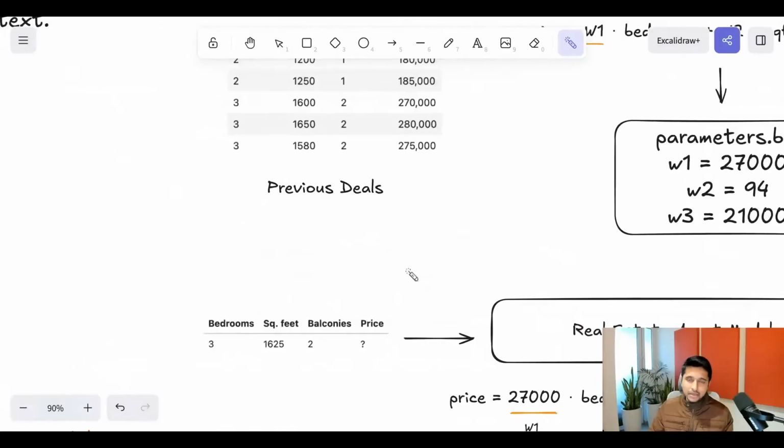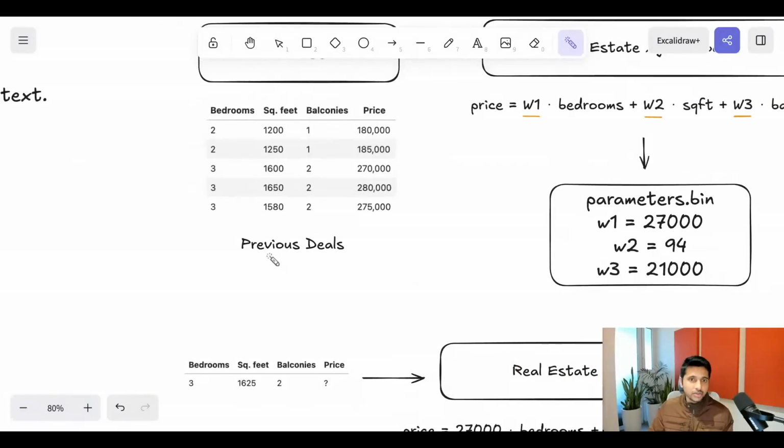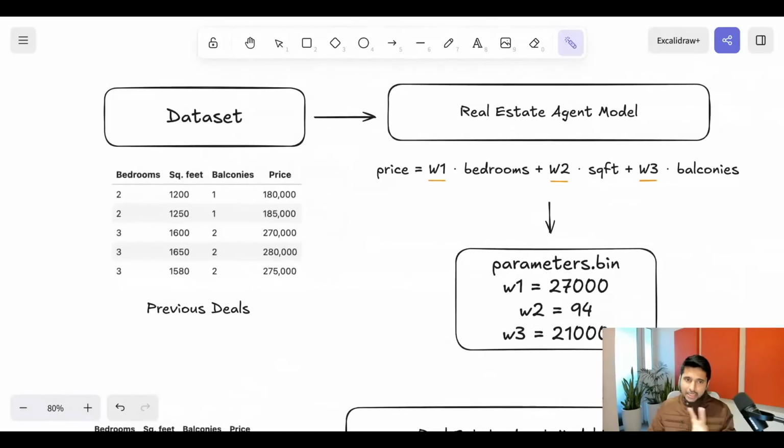So same thing, we will try to understand what exactly is stored in that parameters.bin, right? So for that, let's try to understand this. Let's say we have a data set like this, as you can see on the screen. These are the data sets for a real estate agent. We'll try to understand from the real estate agent what exactly are those parameters, weights, which are stored inside the parameters.bin, right? So I will help you understand that.